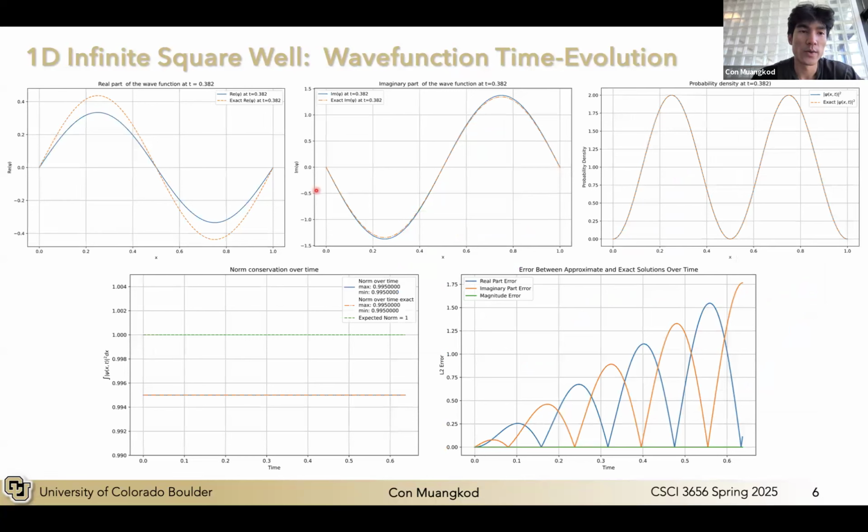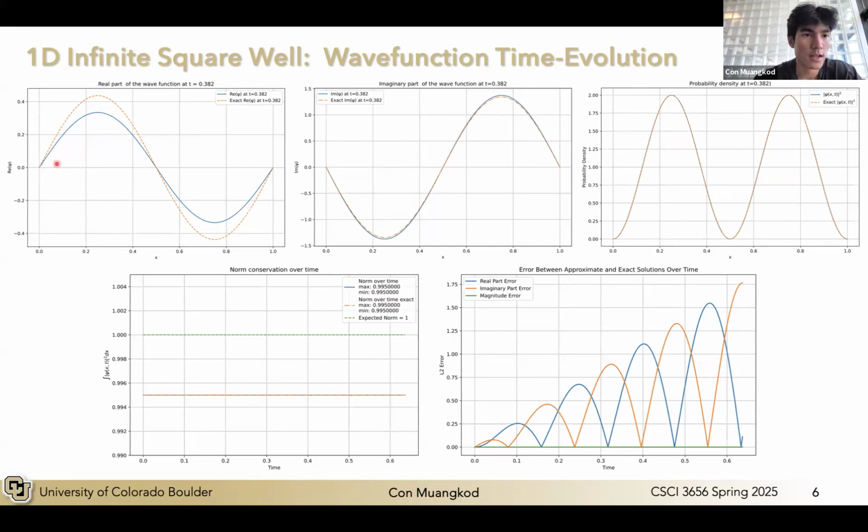We can also investigate further how our approximated wave function differs from the exact solution. I did some analysis on all the plots shown on this slide. On the top, we have 3 plots. The left one represents the real part, the middle one is the imaginary part, and the third one is the probability density of the wave function, which is technically the norm of combining the real part and the imaginary part together.